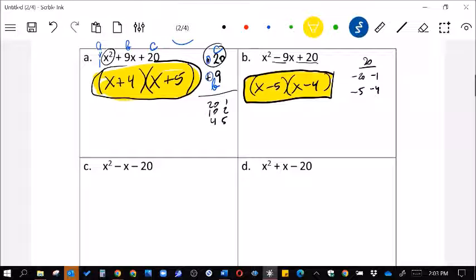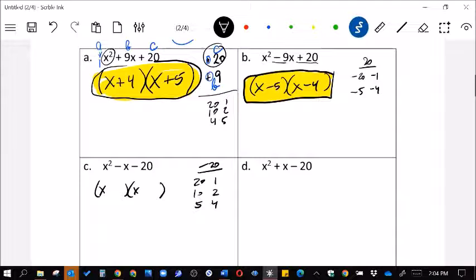Now in C, we have both things negative. So let's take a look at what that means. Again, we're going to have an x here, and we're going to have an x here. And now we want to see what makes a negative 20. Well, it's still a 20 and 1, and one of them would be negative. It's still a 10 and 2, and one would be negative. And it's still a 5 and 4, and one would be negative.